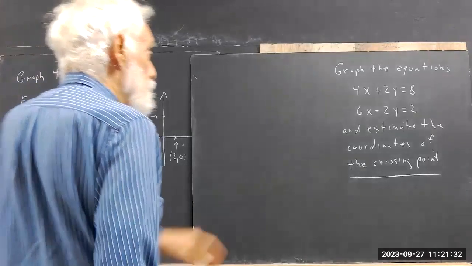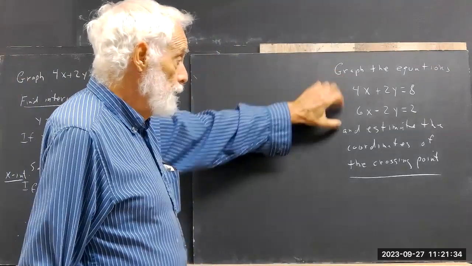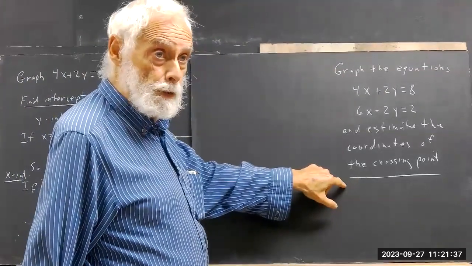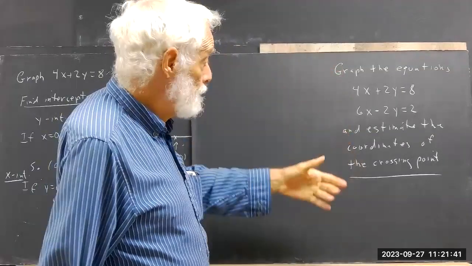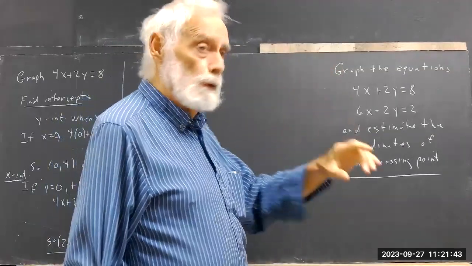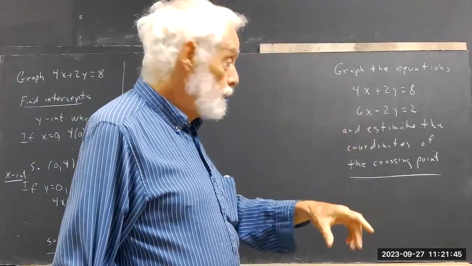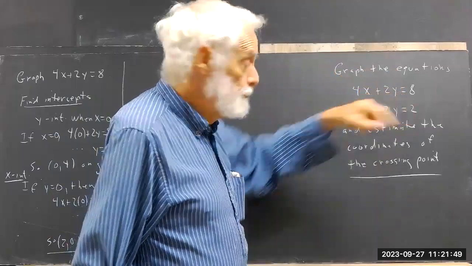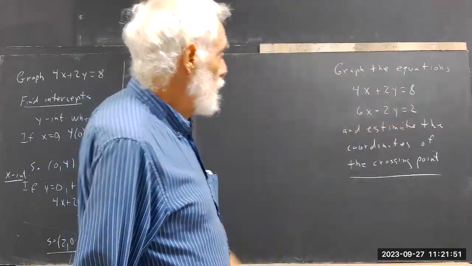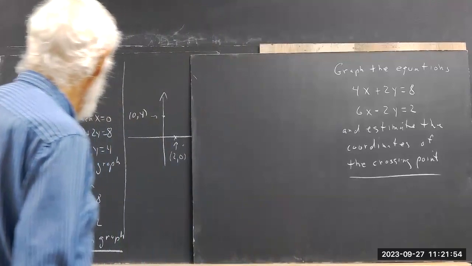Okay, we want to graph these two equations and estimate the coordinates of the crossing point. The crossing point will be an XY point. The values will have coordinates that are the X and Y values that make both equations true. All right, so how do we graph the equation?